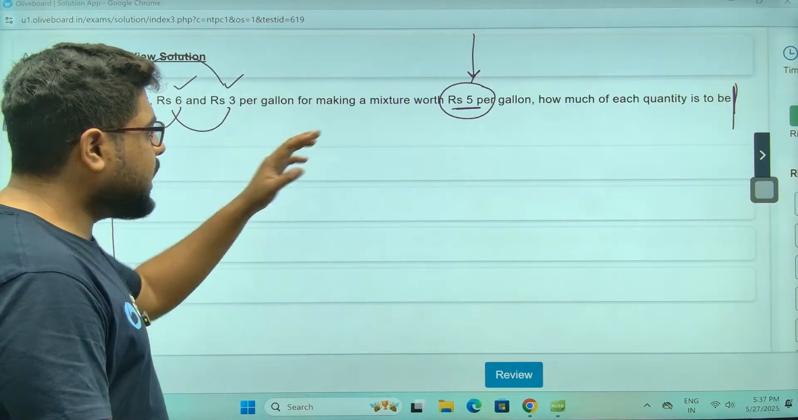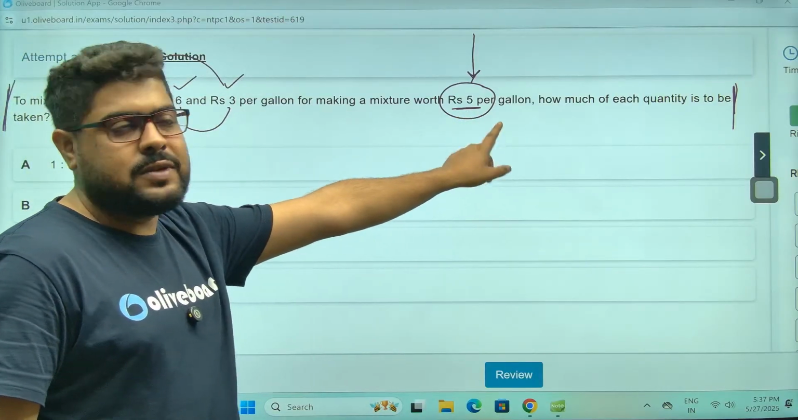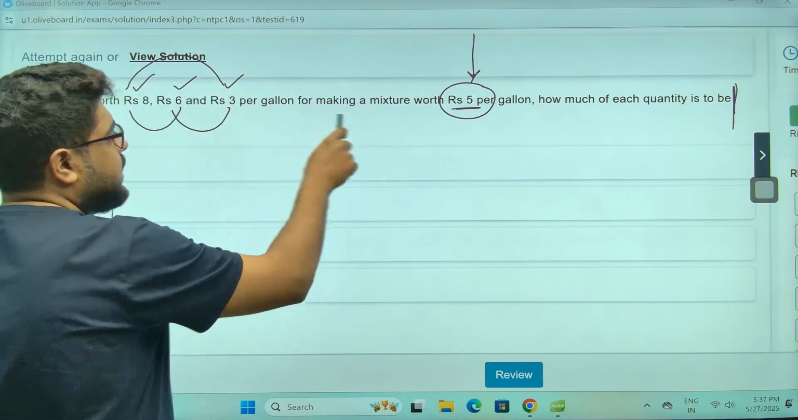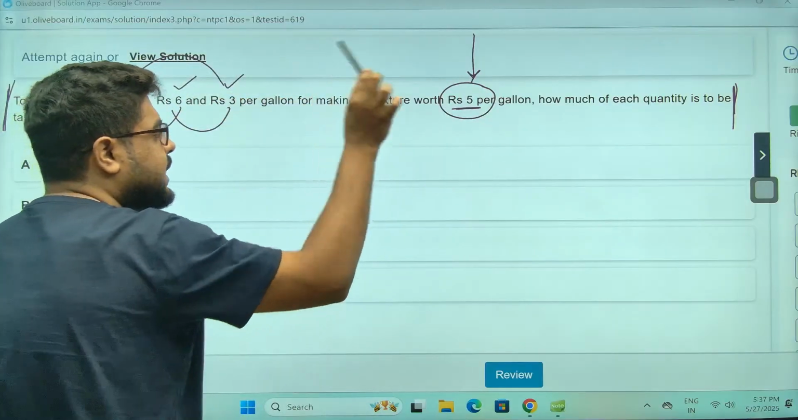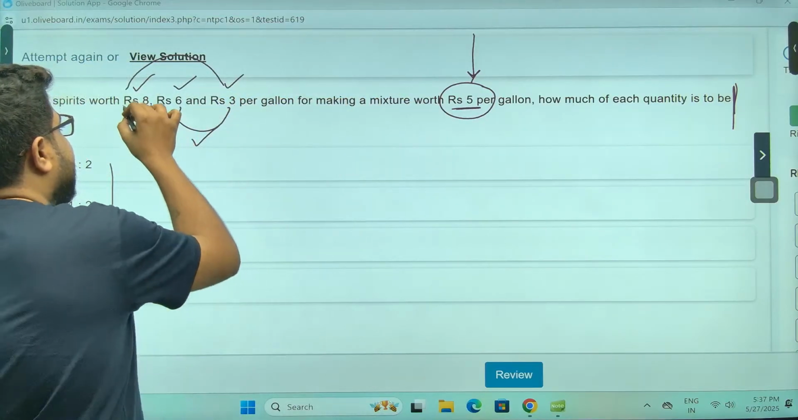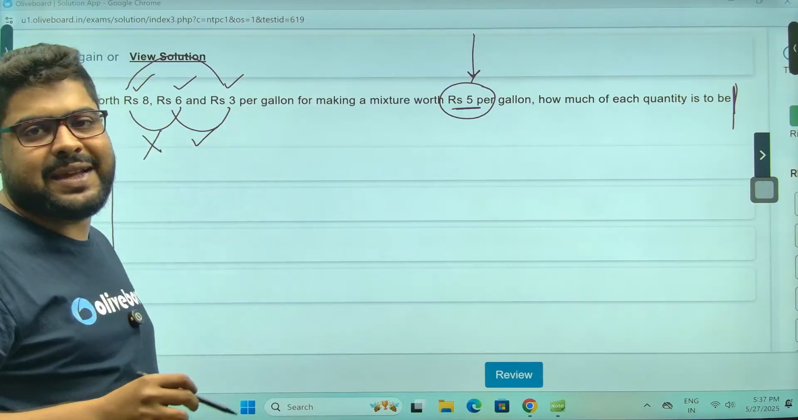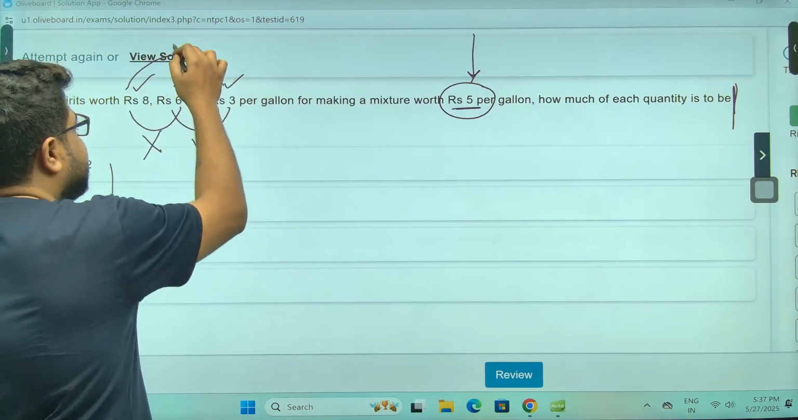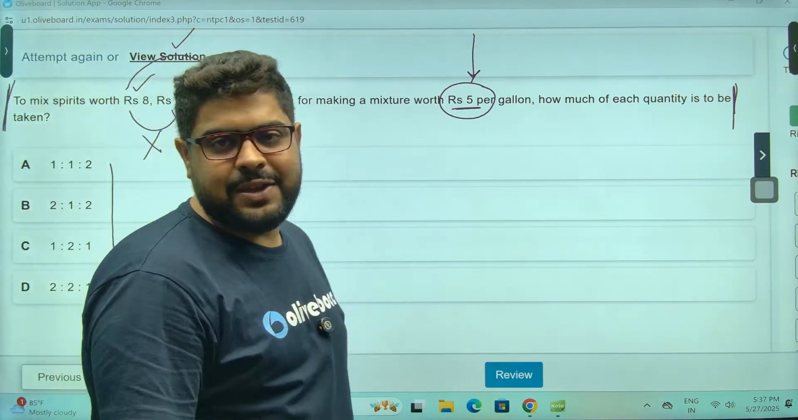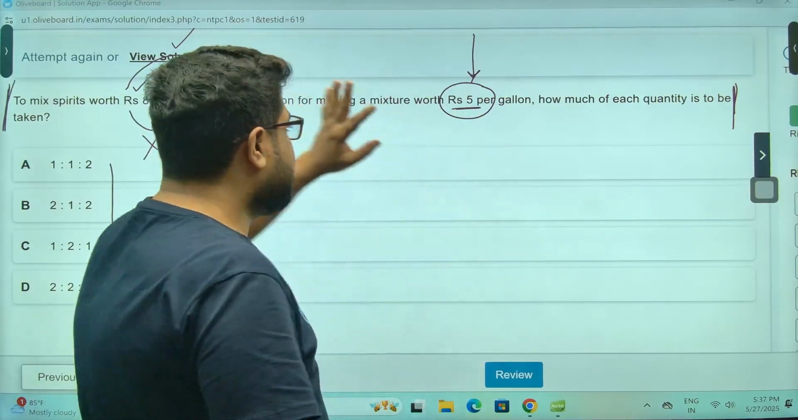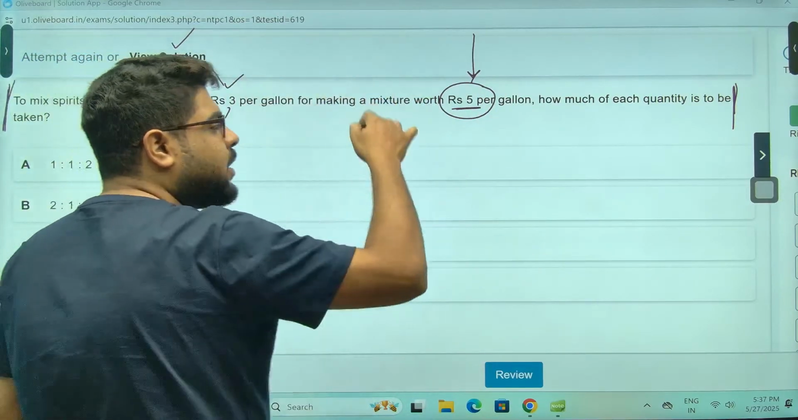Sir, that I'll decide based on this value. 6 and 3. 5 comes between 6 and 3. Yes. So this one I'll take. 8 and 6. 5 comes in between. No, sir. This is the one I won't be taking. And 8 and 3, 5 comes. Absolutely. This also I'll take. So two allegations. Which two I'll take? Where the 5 can be one of the values.